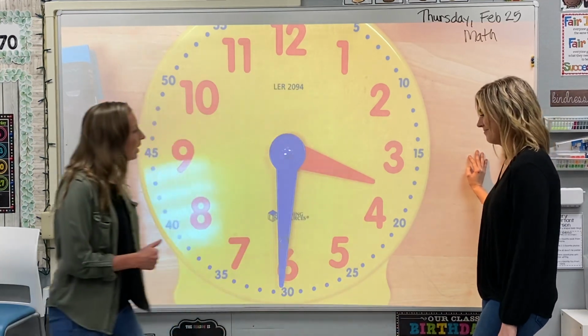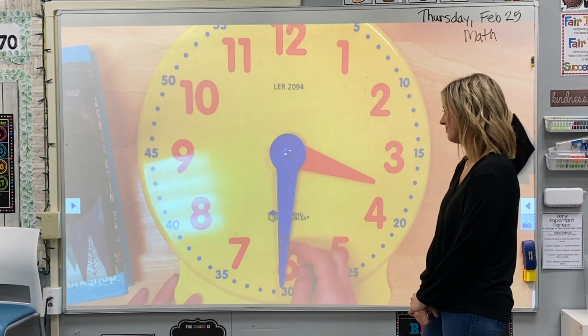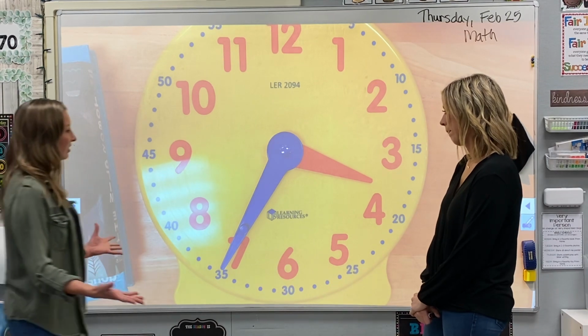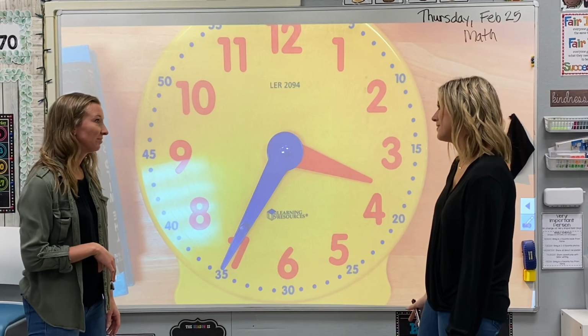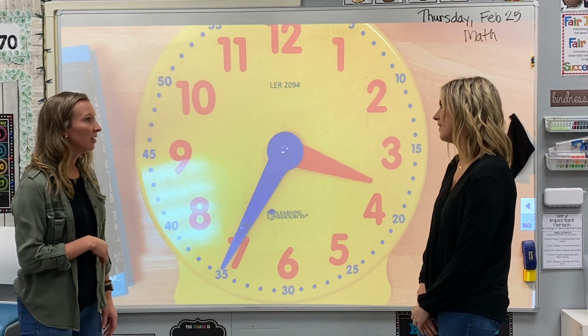All right, I'm going to give you another one, Mrs. Grant. I'm going to move it 5 more minutes. The minute hand is on the 7. What does that clock show? This is an easy one because it tells me it's 6:35.